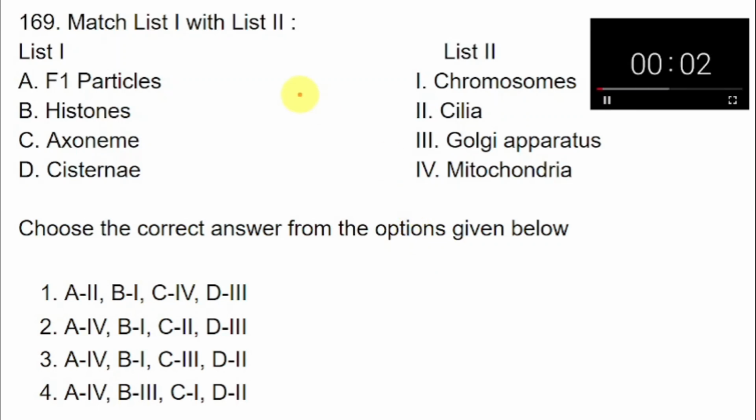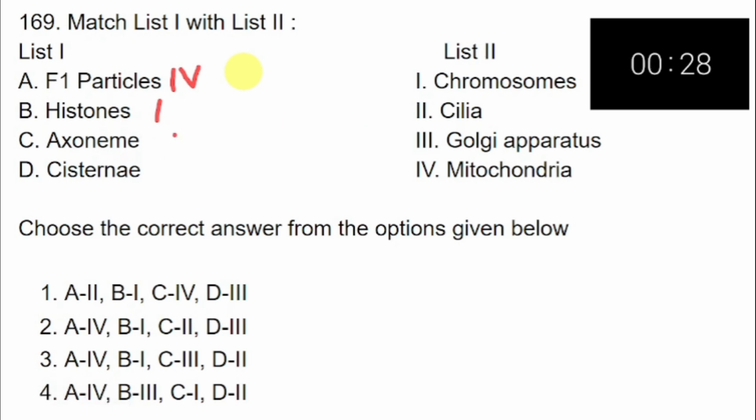Match question. F1 particles, this is associated with mitochondria. So A is 4. A4 is in 2, 3, 4. So B is either 1 or 3. Histones is chromosome. So B is 1. And now we have to rule out between C2 and C3.